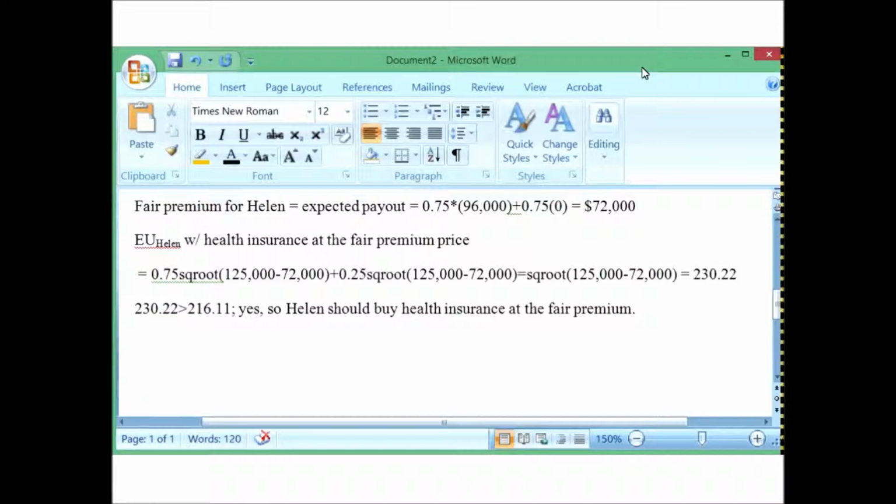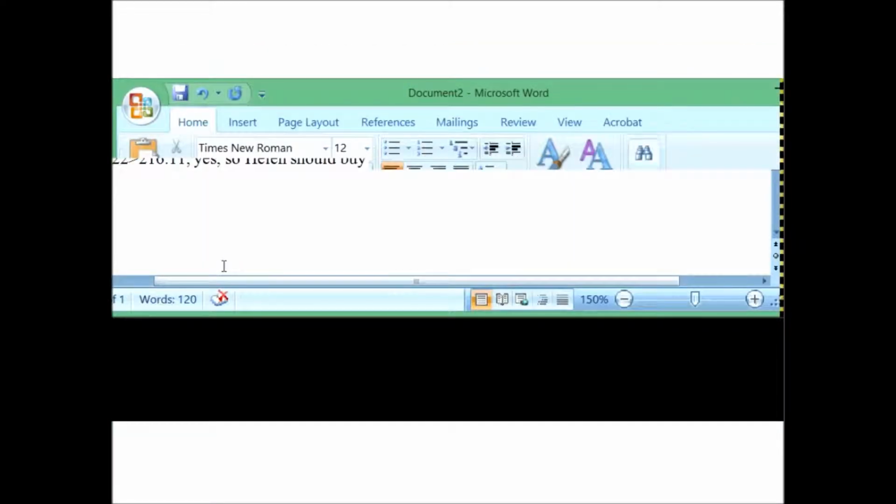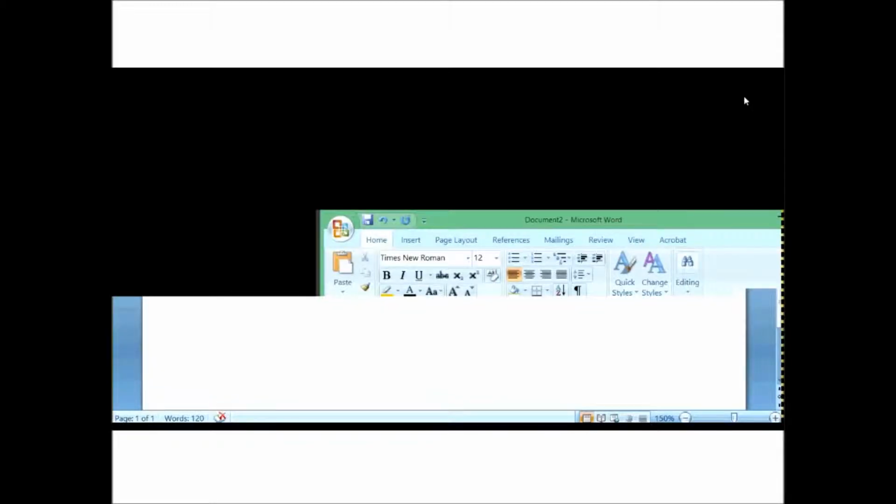Any questions or comments? Okay, so let's move along, because I want to be able to cover the whole worksheet. Let's see what we have. Okay, then it gets interesting. What if Laura and Helen are put together in the same risk pool?